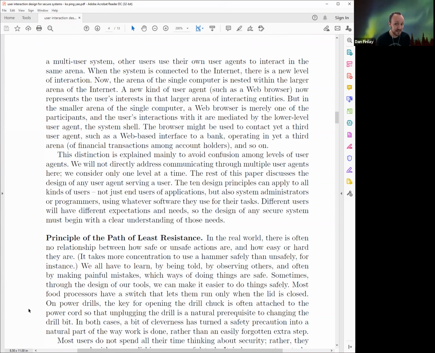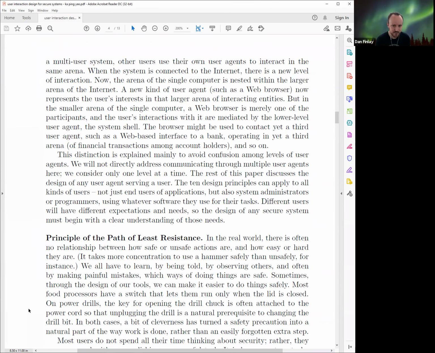When the system is connected to the internet, there's a new level of interaction. Now, the arena of the single computer is nested within the larger arena of the internet. A new kind of user agent, such as a web browser, now represents the user's interest in that larger arena of interacting entities. But in the smaller arena of a single computer, a web browser is merely one of the participants, and the user's interactions with it are mediated by the lower-level user agent, the system shell. The browser might be used to contact yet a third user agent, such as a web-based interface to a bank, operating in yet a third arena of financial transactions among account holders, and so on.